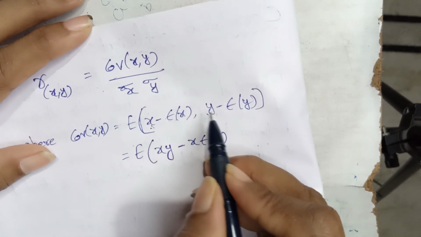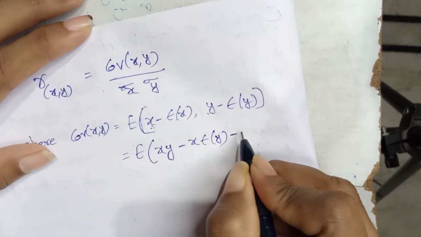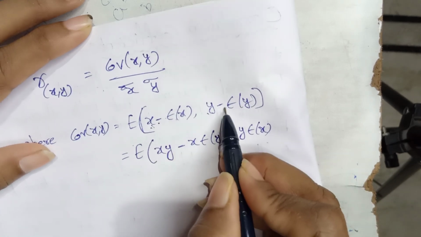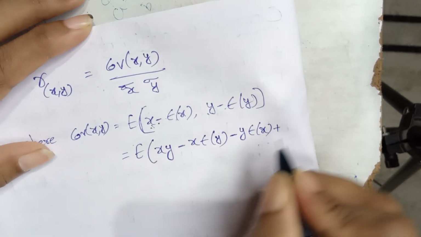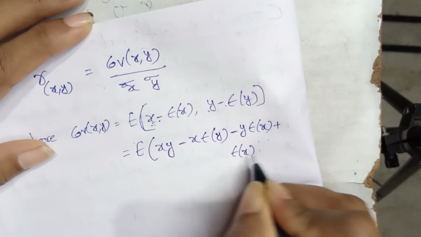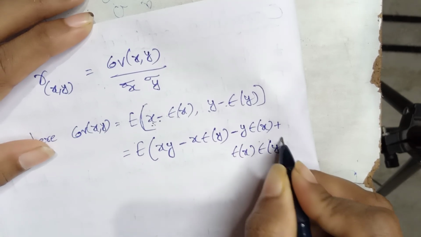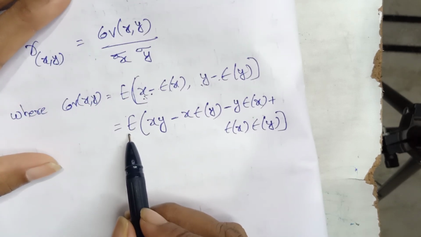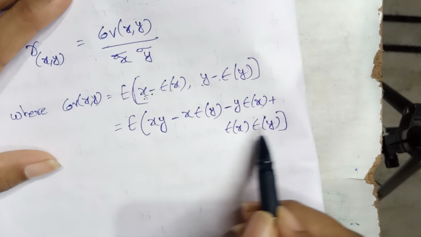Again, minus expectation of x into y minus y into expectation of x. So minus into minus plus, so plus expectation of x into expectation of y. Okay, so now what we have to do? We have to multiply this expectation with all these terms.